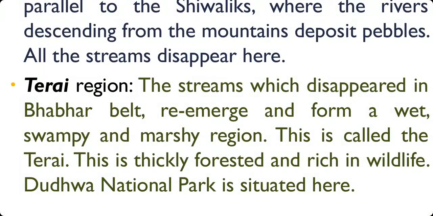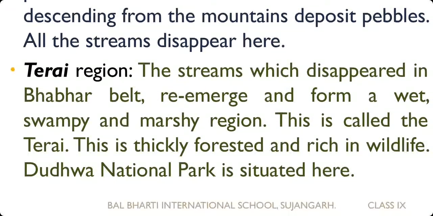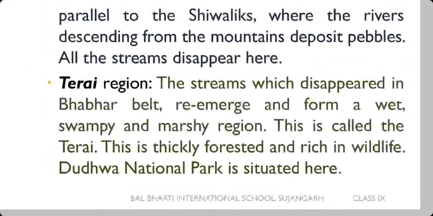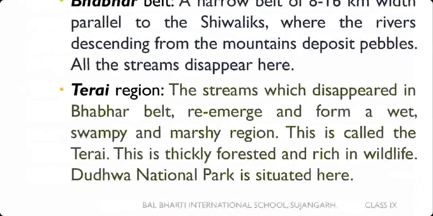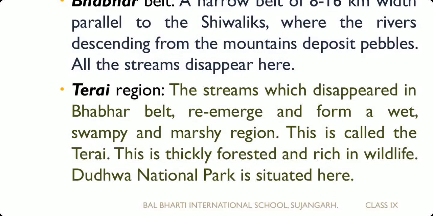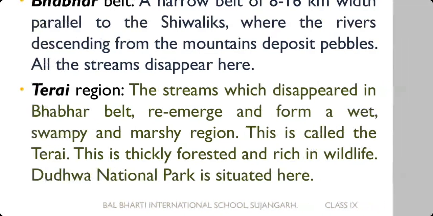Then, when the water flows down further and the deposition occurs further southward, we have the Terai region. This is the region where the streams which disappeared in the Bhabar belt re-emerge and form a wet, swampy and marshy area. This is called the Tarai. This is thickly forested and rich in wildlife. Dudhwa National Park is located here.